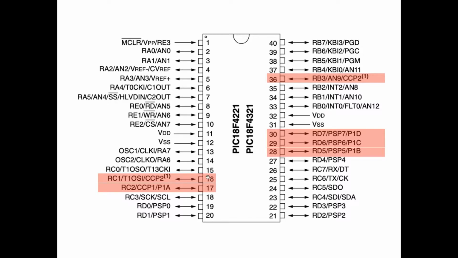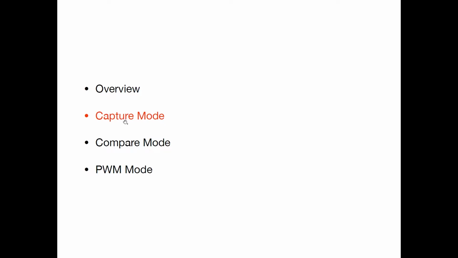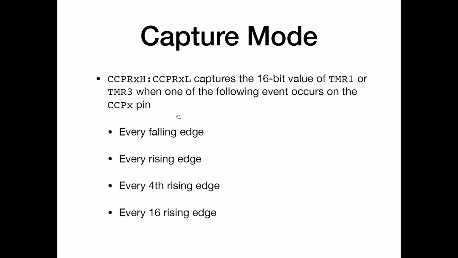I'm going to show you that I will be connecting, for example, a switch here, and we're going to see what happens when I connect the switch. Usually this is a capture input. If something happens on that pin, which is basically every falling edge, you go to the value of Timer 1 or Timer 3 and capture it. It's as if you're taking a snapshot of it and storing it for some reason or another.